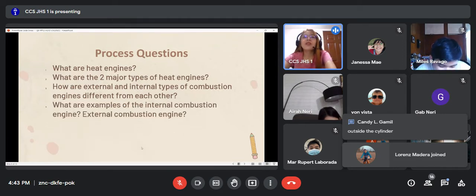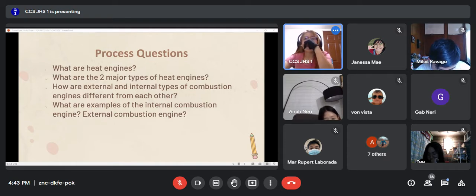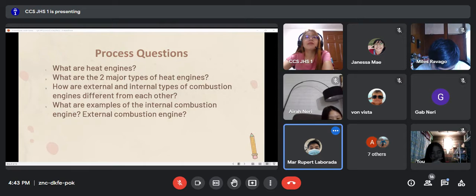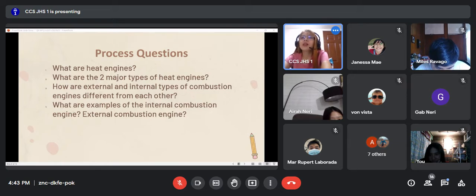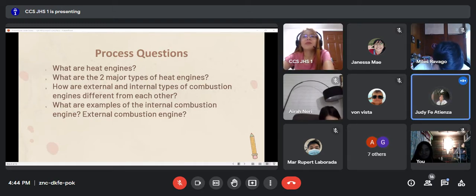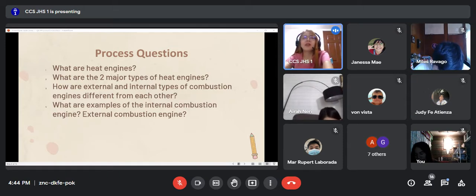Okay, next. What are examples of internal combustion? Let's have Rupert. Example of internal combustion. Give one only. V6 engines, sir, in cars. Okay. Gasoline or diesel engine. Okay. Next, what about for external? Judy. Example. Steam engine. Okay, steam engines. Or the steam locomotive trains from earlier. That is an example of the steam engine. Okay, thank you, Judy. Next.